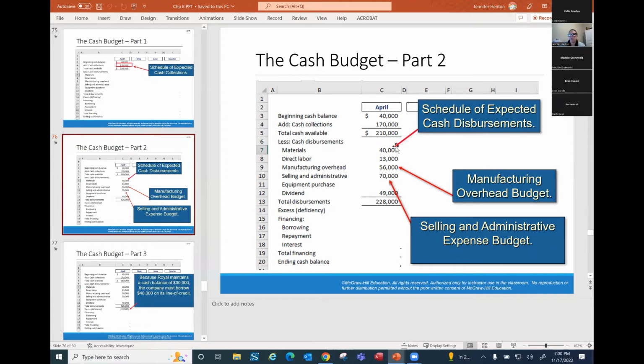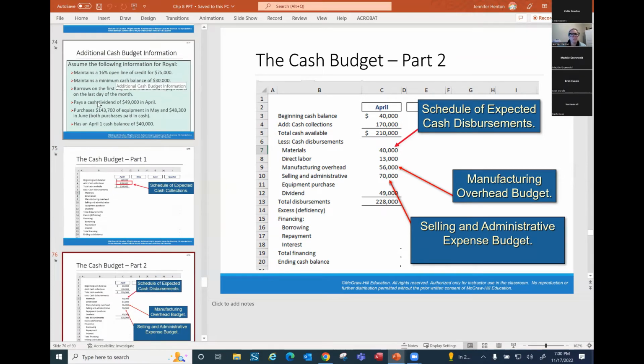So we have our disbursements of $40,000 for materials, $13,000 for direct labor, $56,000 for manufacturing overhead, and selling and administrative expense of $70,000. That was the amount that they had given us. Then we have equipment purchase, which I don't think happens yet. It doesn't happen till May, so that should be zero. And then we have a dividend we're paying out of $49,000. We add our total disbursements, $228,000.